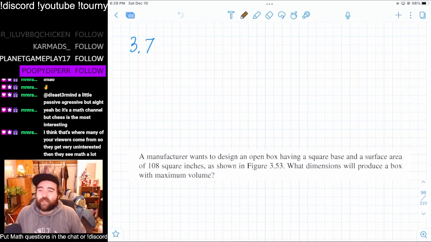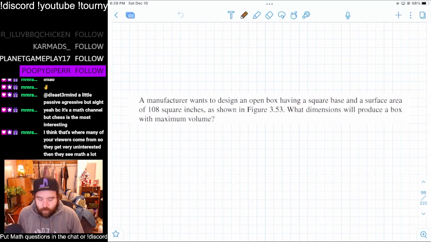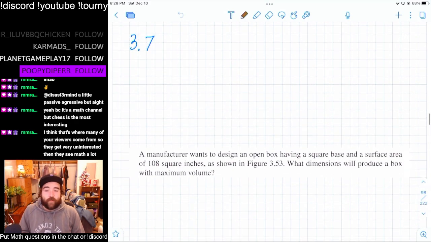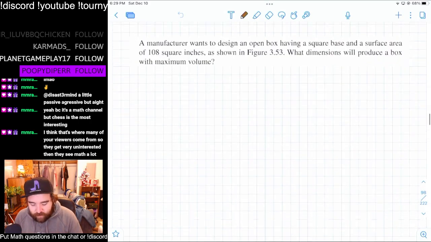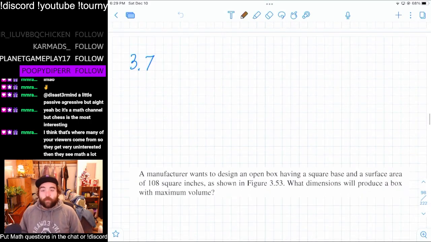So this is chapter 3, section 7 of calculus. What we're trying to do is, these are all about optimization problems. So we're trying to find the maximum or minimum of something. And so you think back to what we've done in previous sections, because all of this in chapter 3 is about applying the derivative.